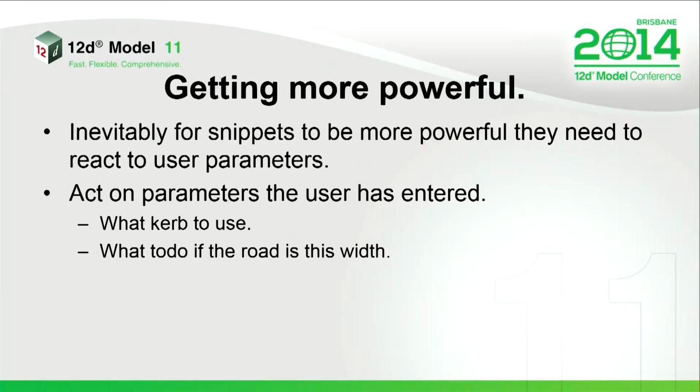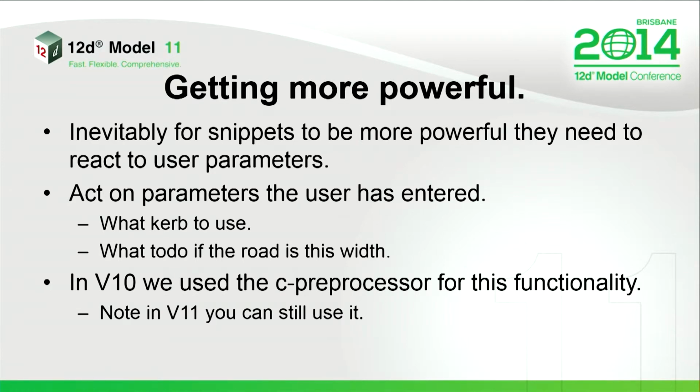Now, things just get more and more powerful. When you put a choice box up for the user in the snippet to say, well, what sort of curb would you want to use? Well, in your snippet, sometimes you've got to react on that. If he's going to use this sort of curb, then I do this. If he's going to do that, use this. There's a whole heap of situations where the user has entered something and you need to react on that specifically.